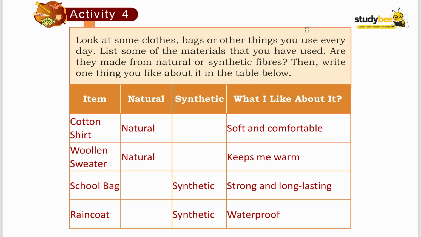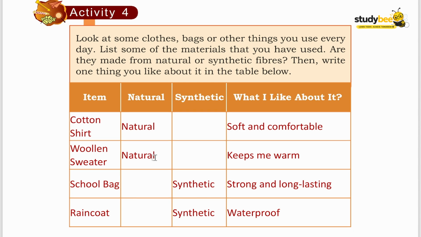Look at some clothes, bags, or some other things you use every day. List some of the materials that you have used. Are they made from natural or synthetic fiber? Then write one thing you like about it in the table below. So you have to identify some objects which you use in your daily life, like clothes, bags. Now you have to identify which material is used to make it, whether it is made from natural material or synthetic fibers are used. Okay, and you have to tell one thing which you like about that material.